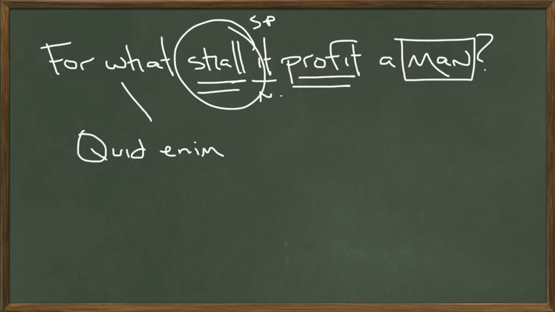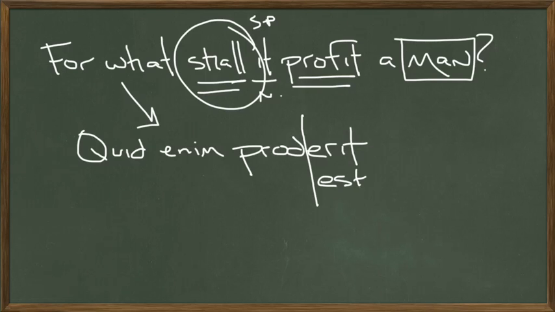Quid enim, right, for what? Okay, shall it profit a man? So, proderit is a compound form of sum. If we said, what does it profit a man, it would be prodest. For what does it profit a man? But since it's what shall it profit a man, that's future, we're going to use erit. But it's still a compound form of sum, which means the next word is going into the dative case.